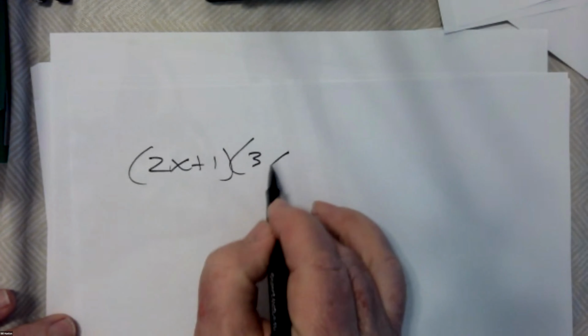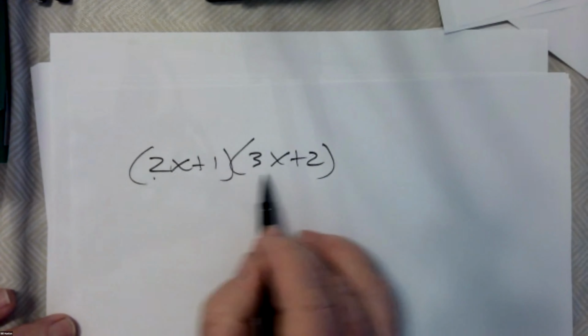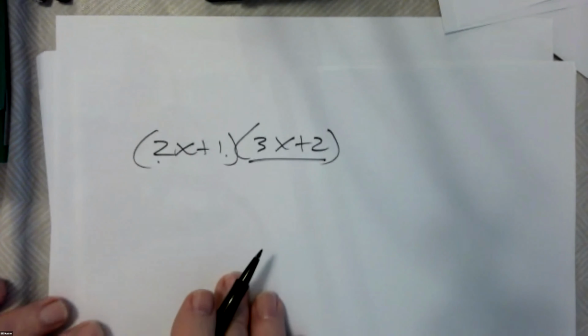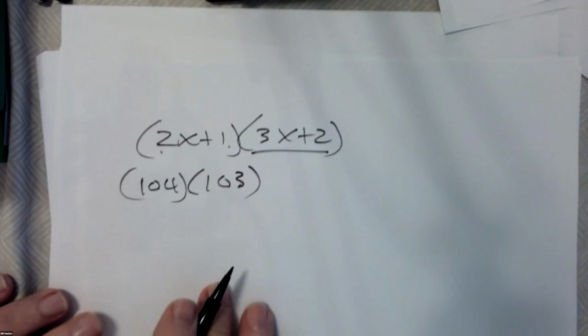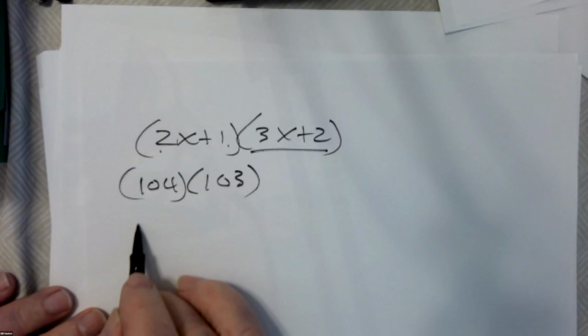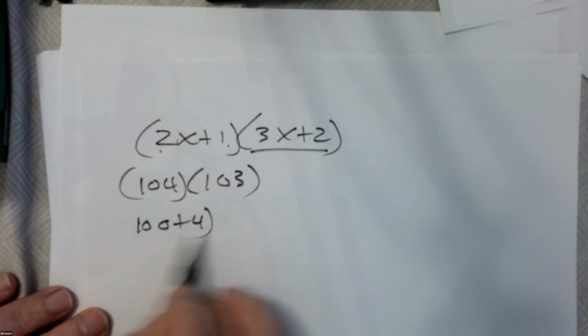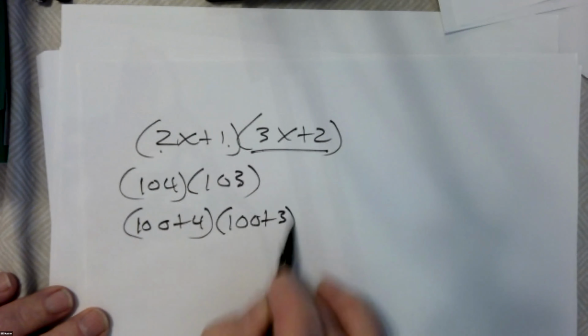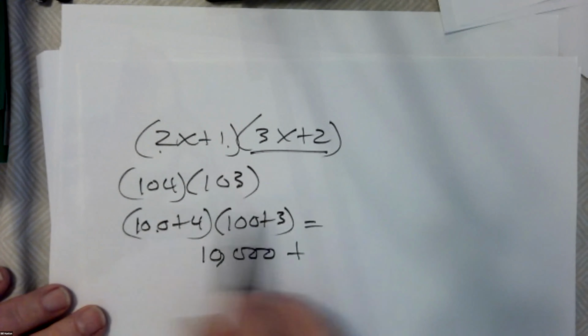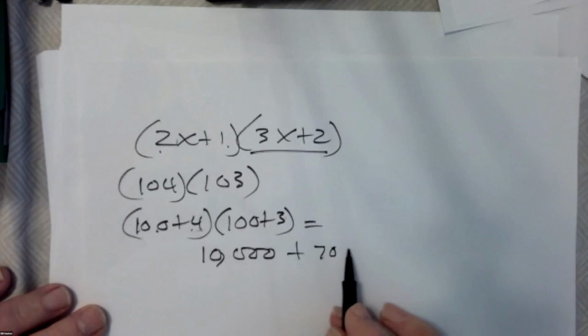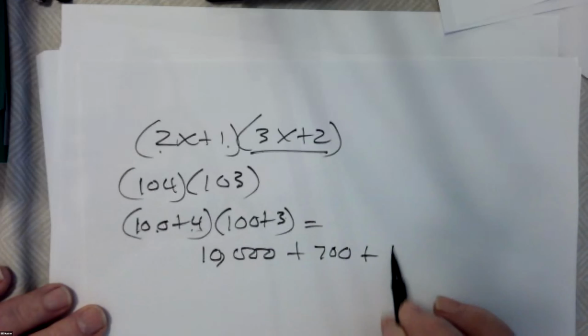So a minute ago, when we learned how to multiply binomials horizontally, I think we had a problem. I can't remember what we had. We had a problem like 2x plus 1 times 3x plus 2. And we said you multiply the 2x times both of these numbers and the 1 times both of these numbers. Well, now if I have a problem like 104 times 103, what will happen is you see a pattern. 104 is 100 plus 4 times 100 plus 3. 100 times 100, that's going to have 4 zeros, so that's 10,000. I'm going to have 300s plus 400s, that's 700s. And I'm going to have 3 times 4, which is 12.